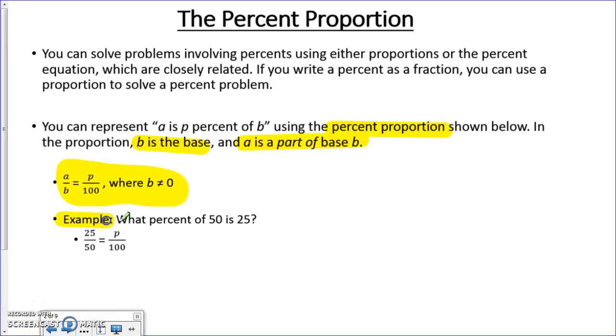So the example, what percent of 50 is 25? So you write the smaller number in the numerator, the larger number in the denominator equals P, because we want to find the percent, over 100. And then you could just use the cross products property to solve for P.